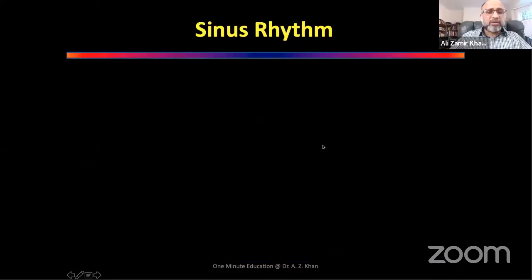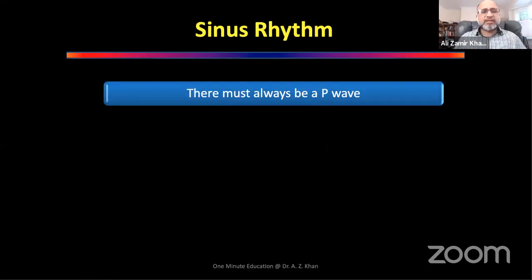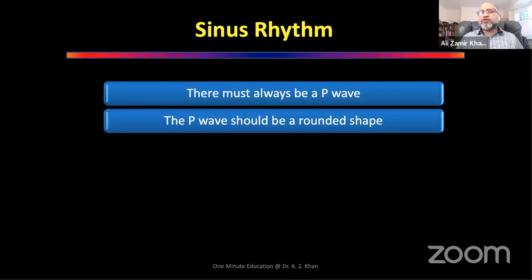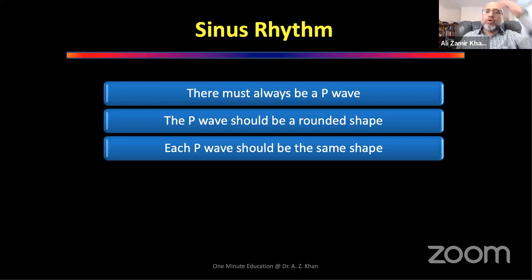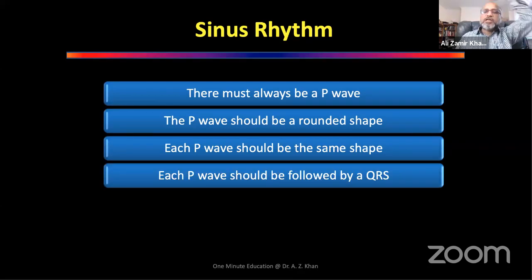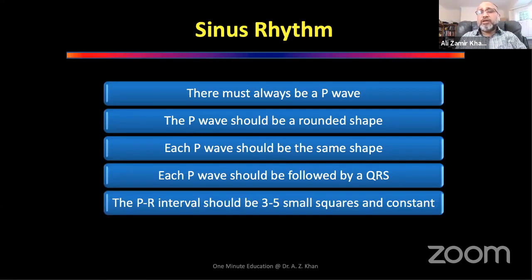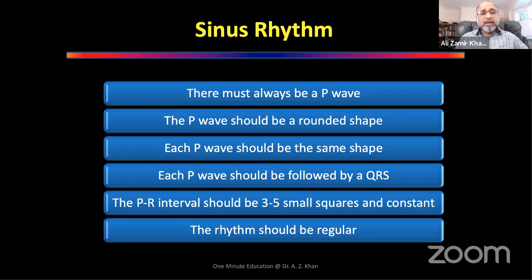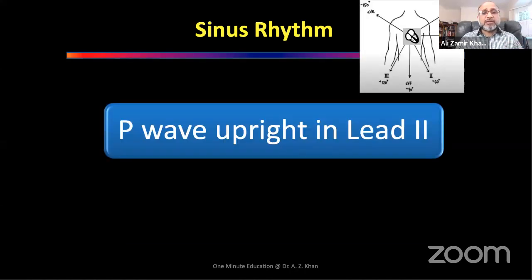So let's go back into the rhythm quickly. Now we'll move fast because we've done the ECG, we understand it. Whenever you say a sinus rhythm on an ECG, there should be a P wave. The P wave should be round shape, and it should always have the same shape. There should be no change in the shape. Each P wave has to be followed by a QRS. The PR interval has to be 3 to 5 small squares and constant, and the rhythm should be regular, okay? So that is the key thing for a sinus rhythm.